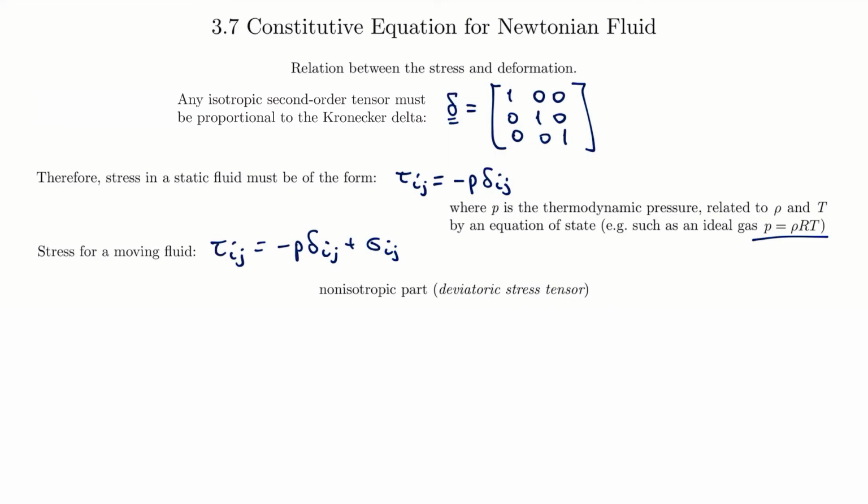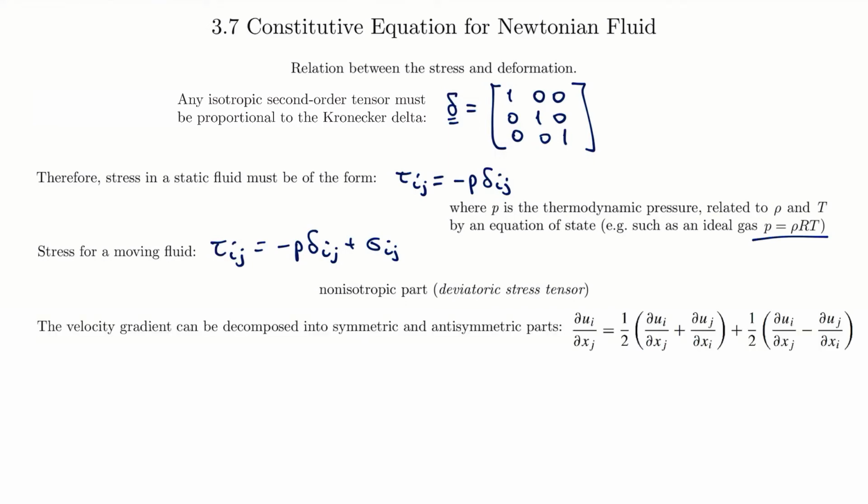And that is related to the velocity gradients, ∂ui/∂xj. And we can decompose our velocity gradient, as I've shown here, into its symmetric and antisymmetric parts. Okay, so now you can see we're drawing back on the foundation we built in the previous few videos, talking about the deviatoric stress tensor and decomposing this velocity gradient.